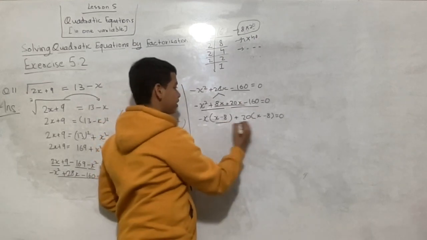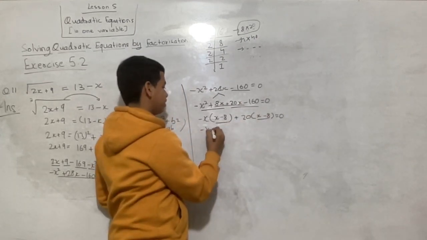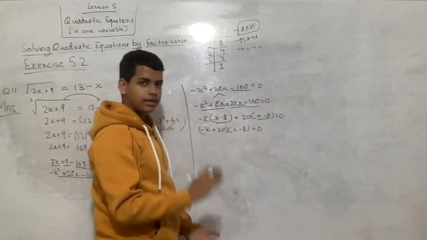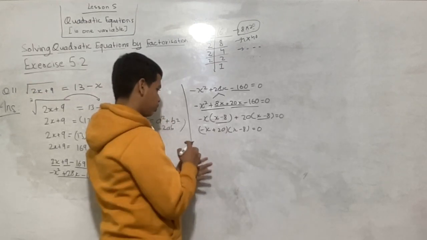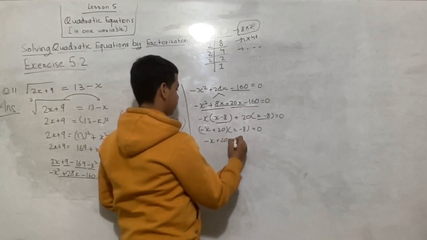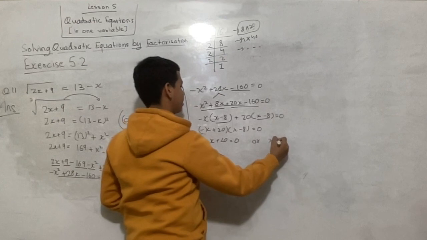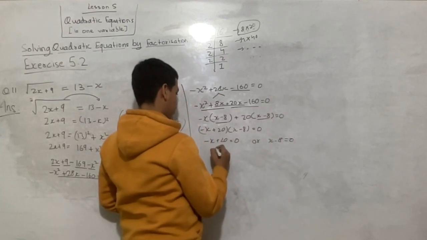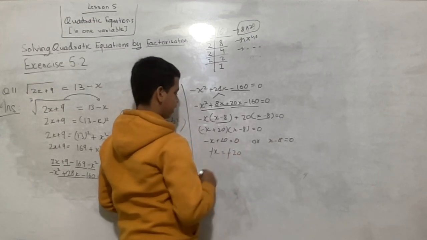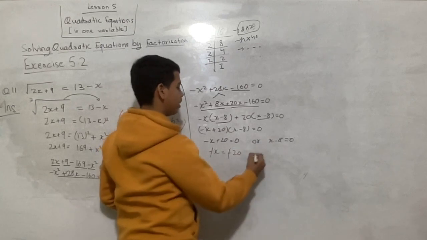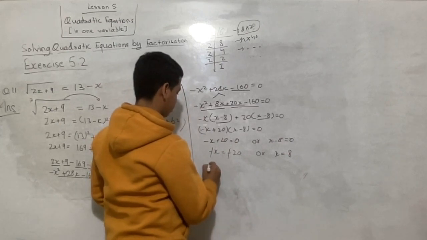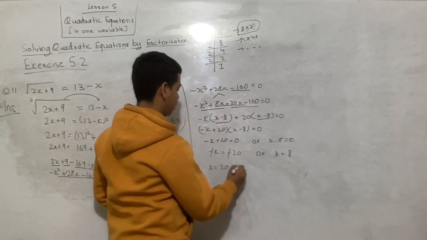Now as you can see, x minus 8 is common. So what we can do is minus x plus 20 and x minus 8 is equal to 0. That's it. Now what else do we need? We need to use our zero product rule. For that, minus x plus 20 is equal to 0 or x minus 8 is equal to 0. So minus x is equal to minus 20, and minus on both sides get cancelled. So x is equal to 20 or x is equal to 8. So we got our answer, x is equal to 20 comma 8.